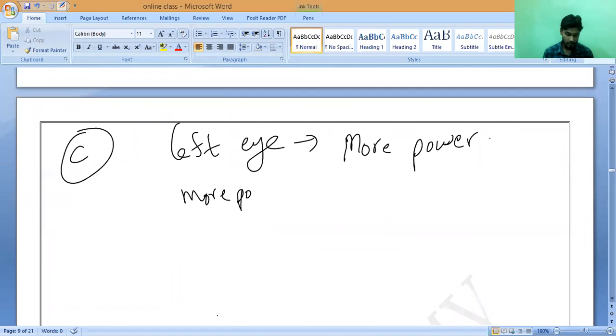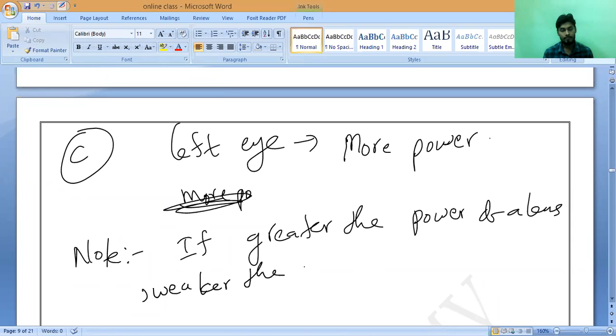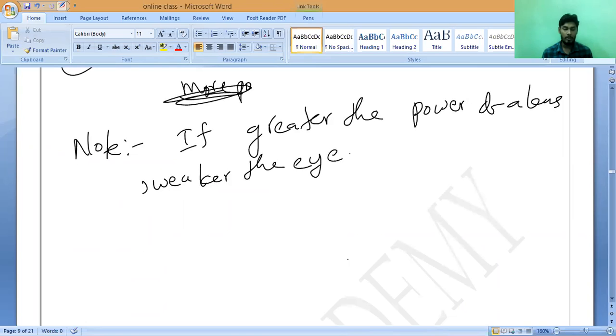If greater the power of the lens, you should note it down. If greater the power of a lens, next what is happening? Weaker the eye. If greater the power of a lens, weaker the eye. If the power of the lens is less, then the eye will become strong. That is what you should remember. Diverging power.